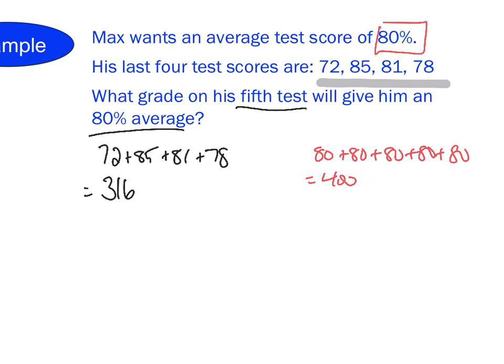So here's the question I have for you. So far, we have scores of 72, 85, 81, and 78, which add up to 316. So what do we have to add to 316 on the 5th test? 84. Beautiful. We take 400, subtract 316, and we get 84. And that's the answer. Max needs 84% on the 5th test to give him an 80% average.